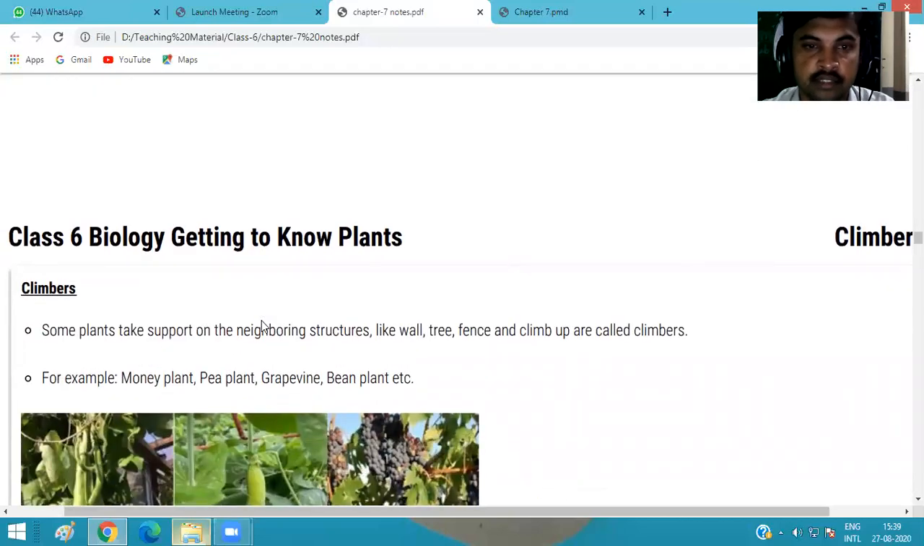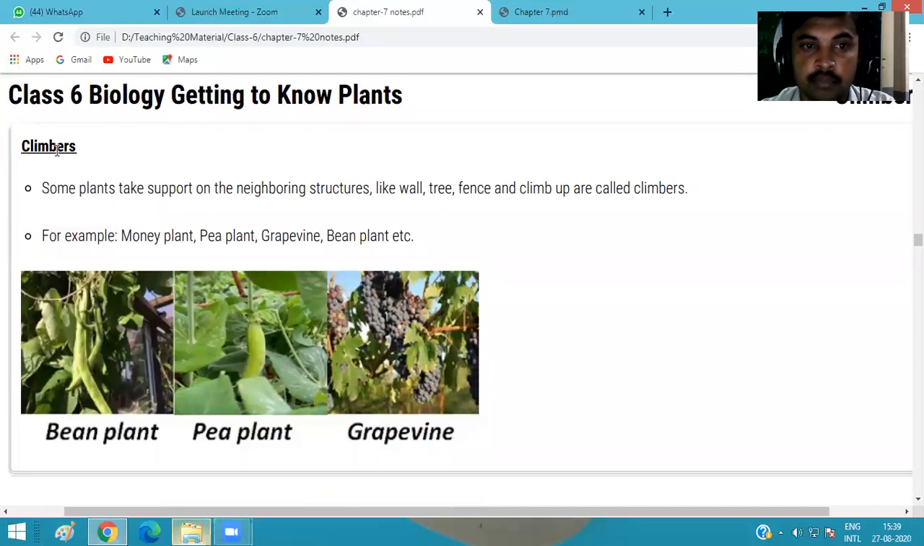We can understand it by its name also. Climbers means they climb on plants or any other support. Some plants take support from nearby structures like a wall, tree, or fence, and climb up. They find different supports and climb up on them. These plants are called climbers. Examples: money plant, pea plant, grapevine, and bean plant.